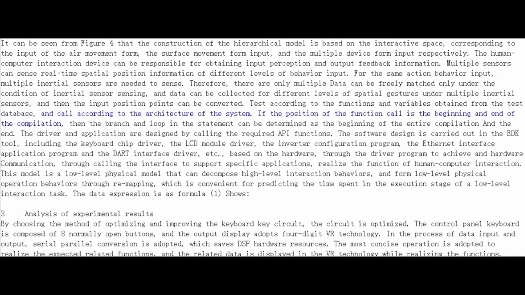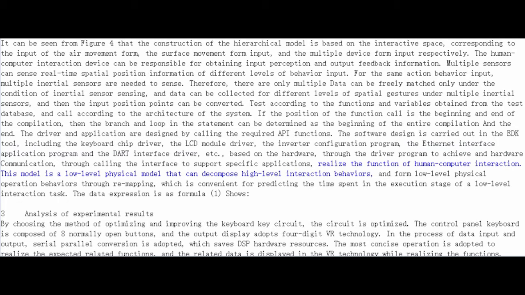If the position of the function call is the beginning and end of the compilation, then the branch and loop in the statement can be determined as the beginning and the end of the entire compilation. The driver and application are designed by calling the required API functions. The software design is carried out in the EDK tool, including the keyboard chip driver, the LCD module driver, the inverter configuration program, the Ethernet interface application program and the UART interface driver, etc. Based on the hardware, communication in hardware is achieved through the driver program, and through calling the interface to support specific applications, the function of human-computer interaction is realized.